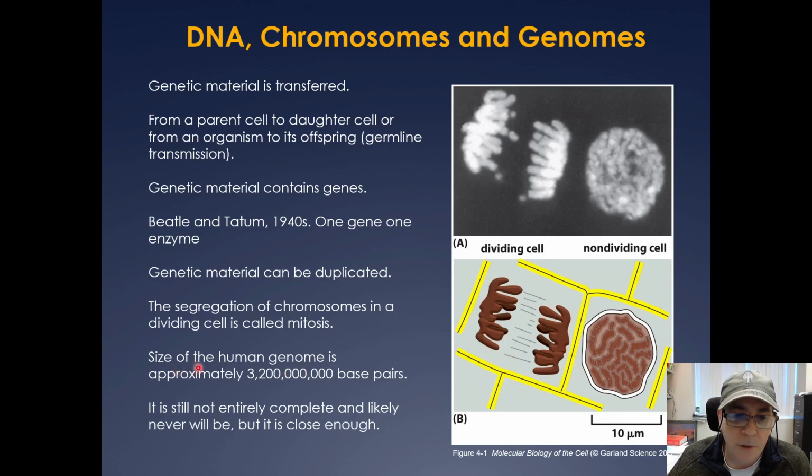Some little tidbits that you might find interesting. The human genome is approximately 3.2 billion base pairs. Okay, that's the size of it. The sequence was released in 2003, and it was actually started in 1990. Now, the sequence of the human genome is still not entirely complete, and it probably never will be, and you'll see later on in today's lecture why that is. There's a lot of repetitive elements, but ultimately it's close enough. We've pretty much identified most genes, and now we're figuring out what they all do, okay?